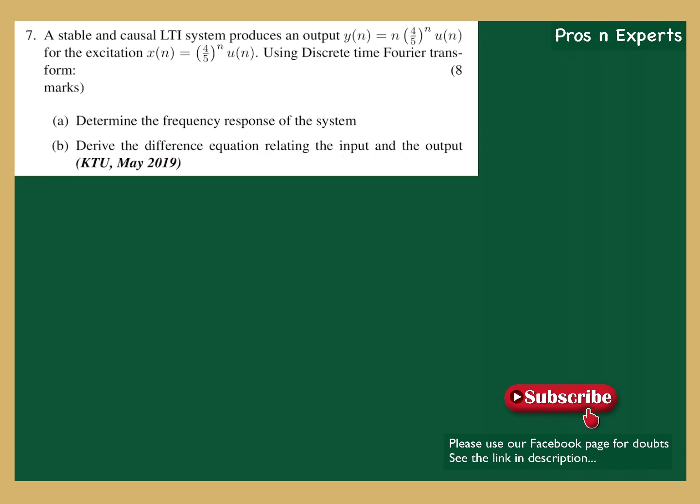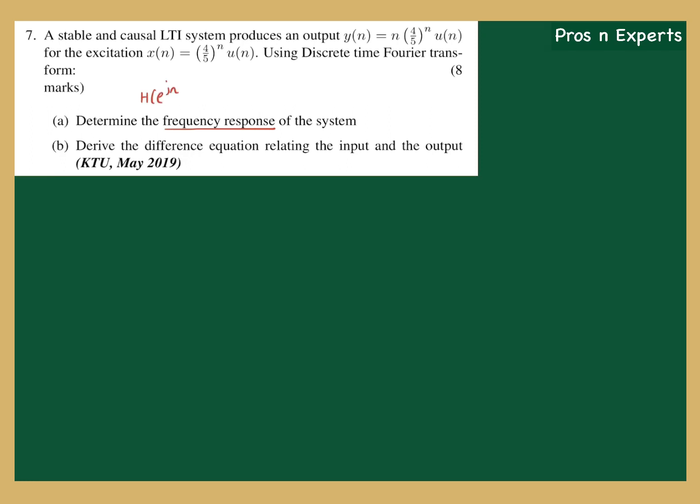So, you have to find out the frequency response of the system, which is nothing but H of e raised to j omega, and that is given by the ratio of output DTFT divided by input DTFT, Y of e raised to j omega by X of e raised to j omega. y of n is given as n into (4/5) raised to n u of n, and x of n is given as (4/5) raised to n u of n. So you can easily find out Y of e raised to j omega and X of e raised to j omega. Find the ratio, you will get the frequency response.